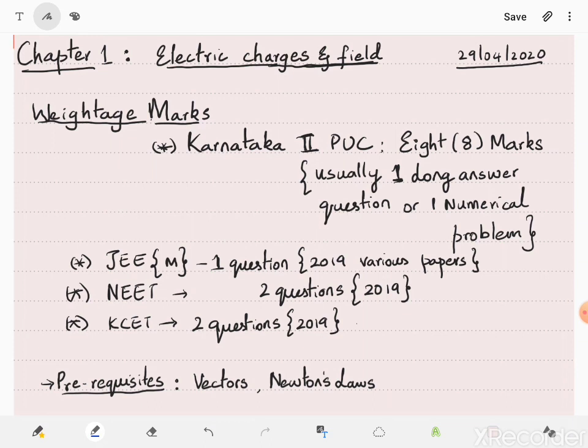As you can see, the weightage marks allotted mainly for Karnataka second PUC students is about 8 marks. Out of 8 marks, one usually gets one long answer question in the derivation section or one numerical problem. And for other competitive exams such as JEE, NEET and KCET, in JEE it was seen that in 2019 various papers there was at least one question from this chapter, while in NEET there were 2 questions, and while in KCET there was one question.